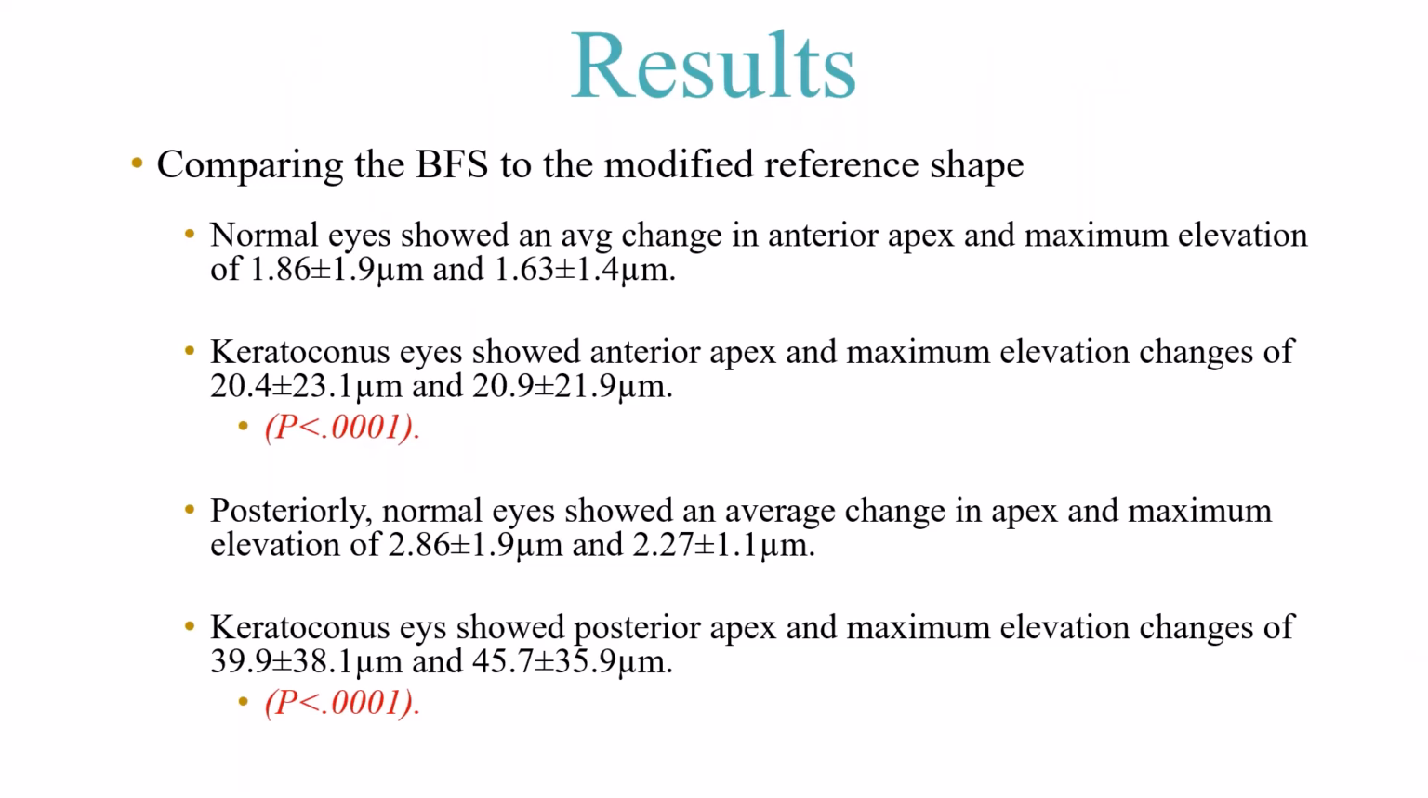When we studied that in a large population base, what we found was that normal eyes showed an average change in the anterior apex of less than 2 microns. Keratoconic eyes showed a change of over 20 microns. And that was a p-value of less than 0.0001. It was even more striking on the posterior cornea, where the average change in the apex and maximum elevation was less than 3 microns. And keratoconic eyes showed a change of 40, actually 45 microns, again with a p-value of 0.0001. This is shown graphically.